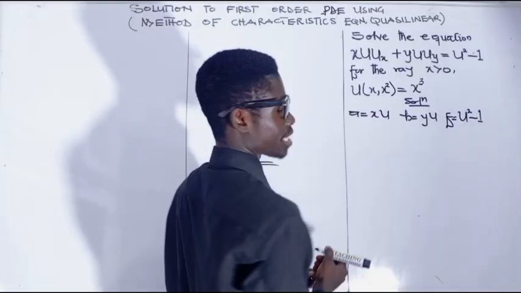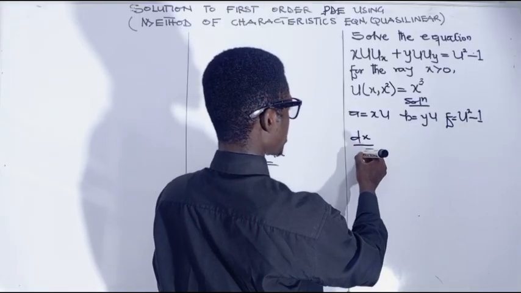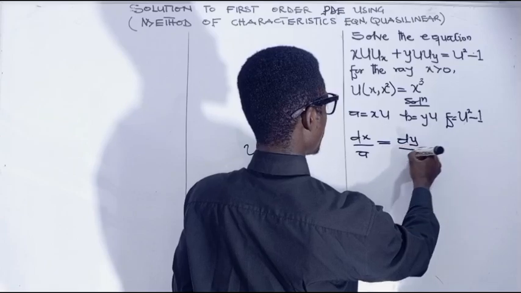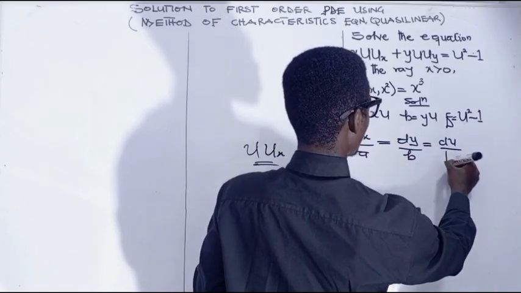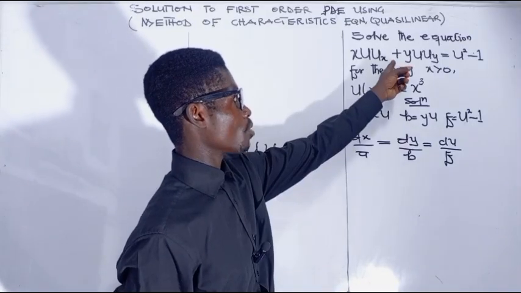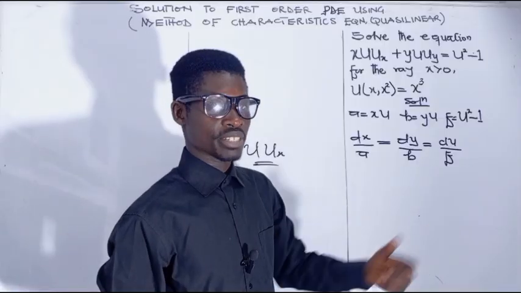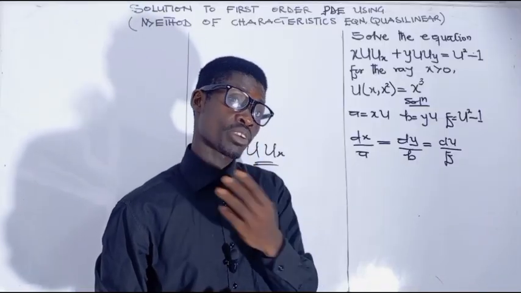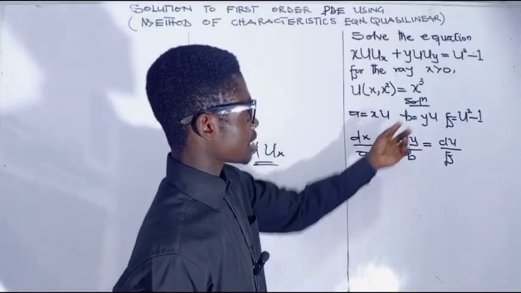We write down our characteristics equation. So we know that the characteristics equation is given as dx over A is equal to dy over B is equal to du over F. This characteristics equation is going to transform or convert this partial differential equation into an ordinary differential equation. And once we have that, we can use any method that we know in solving ordinary differential equations to solve it.